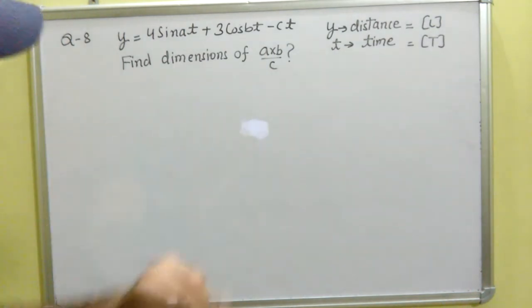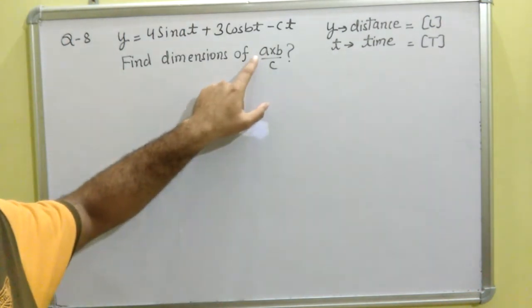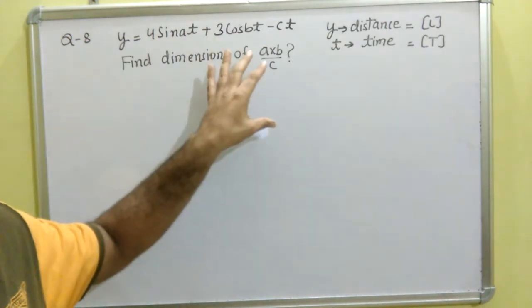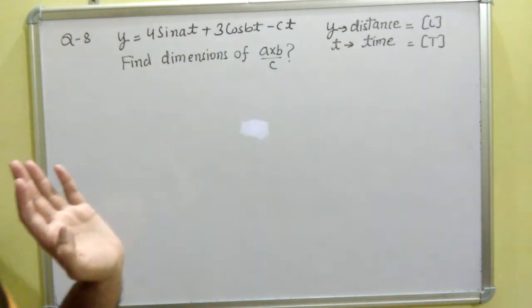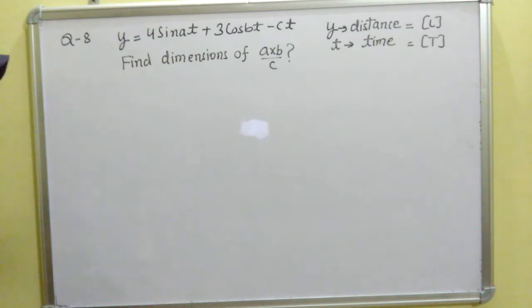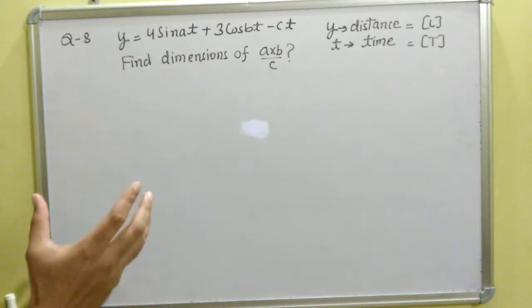So what we have to do here, first we will calculate the dimensions of A, B and C. Then we will put them into A into B divided by C. Then we will get our answer. Now our focus is to calculate A, B and C first. So how are we going to deal with it? Our approach is slightly different here.